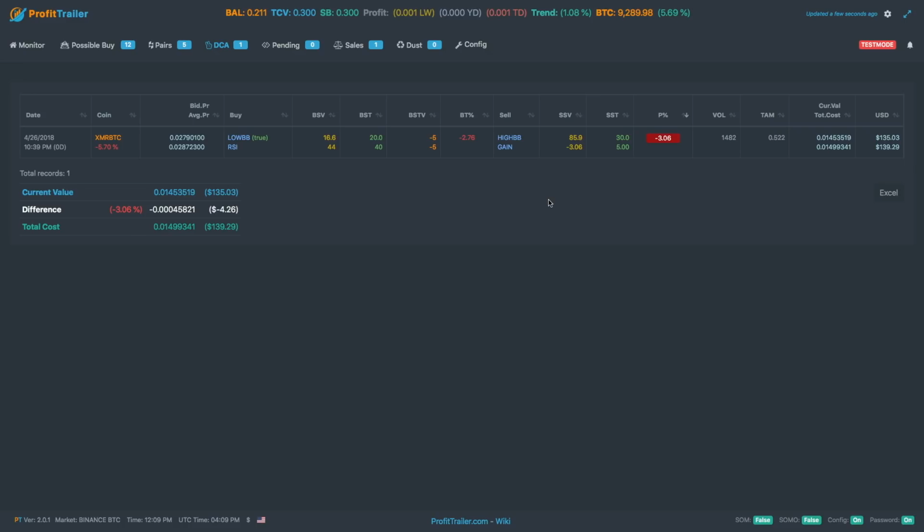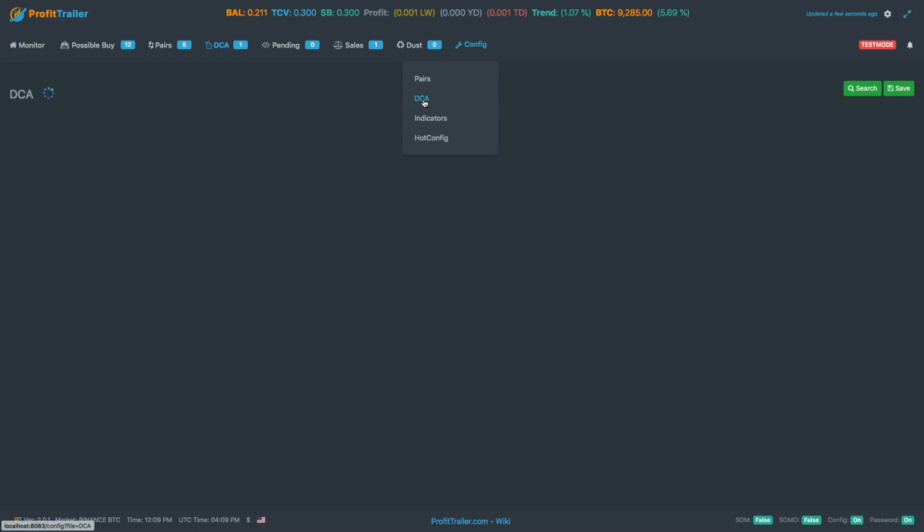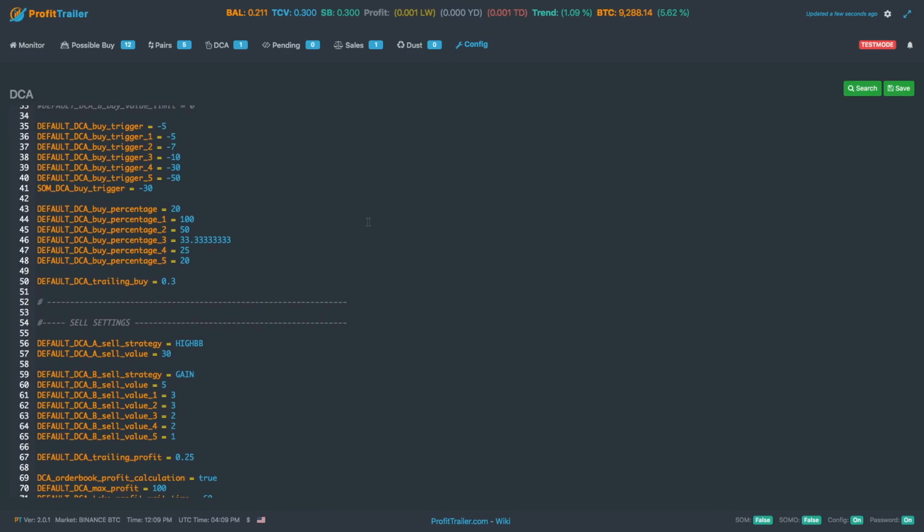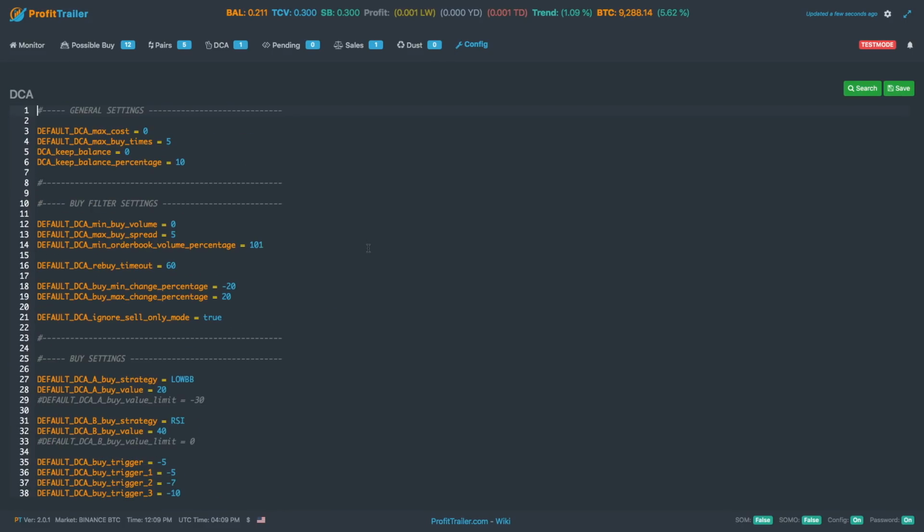So now we know how to read our pairs, or actually, your DCA log. Let's go on over here to the config. So up here on the right side of your menu, you have config. You just mouse over that and click on DCA, and that will take you to the configuration. I have mine laid out exactly as it's showing on the wiki with a couple of slight minor differences just for logical flow.